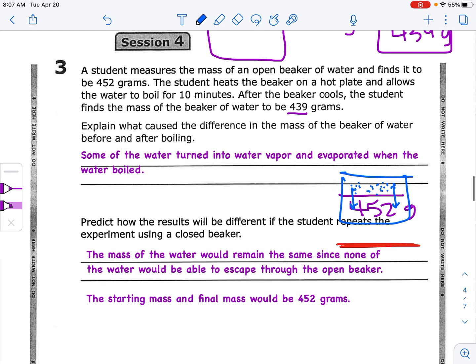Okay. All right, so the mass of the water would remain the same since none of the water would be able to escape through the open beaker. The starting mass and the final mass would both be 452 grams because it is a closed system. When you have a closed system, everything is contained within that. None of it is allowed to escape.